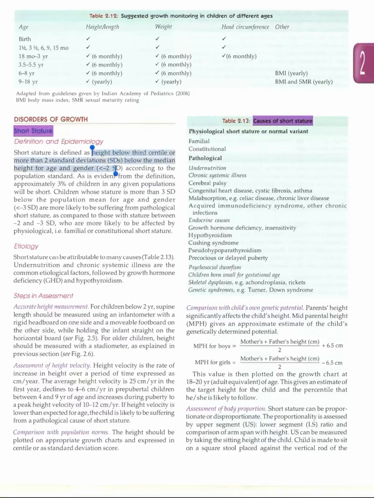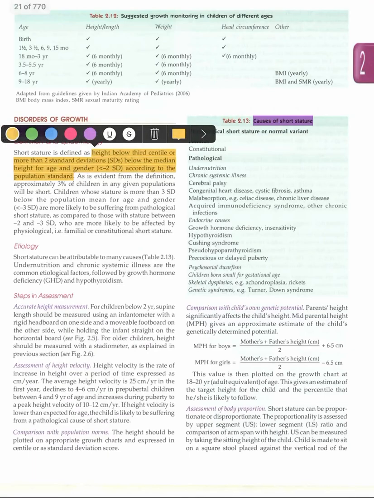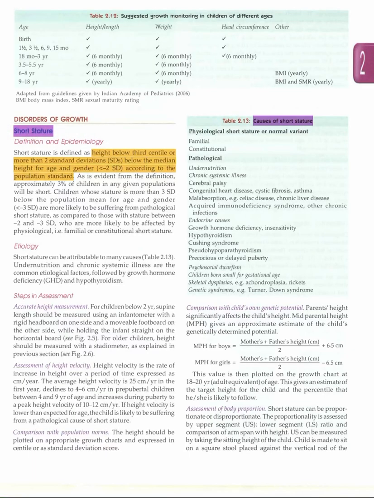Definition according to the standard population: height below the third percentile, or more than 2 standard deviations below the median height for age and gender, less than -2 SD according to the population standard. As is evident from the definition, approximately 3% of the children in any given population will be short.